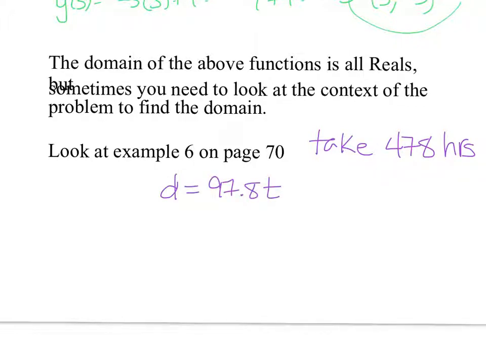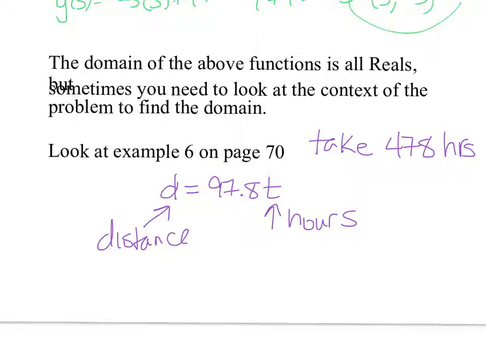I don't know what they're doing to go 97.8 miles per hour. I should maybe look it up and really know it. But anyway, here's the function. T is the number of hours it's going to take, and d is the distance. Okay? So the question is, what's the domain and what's the range?